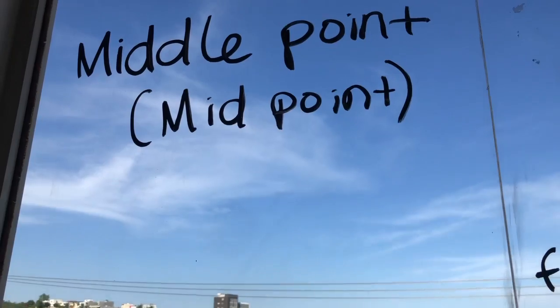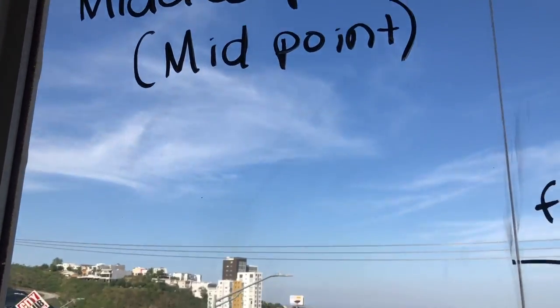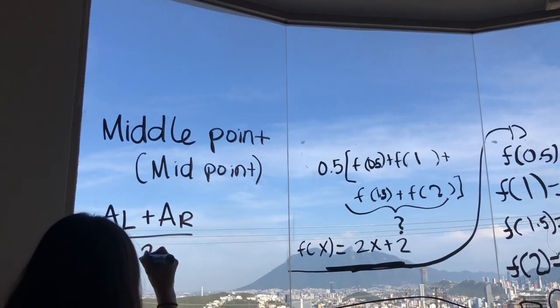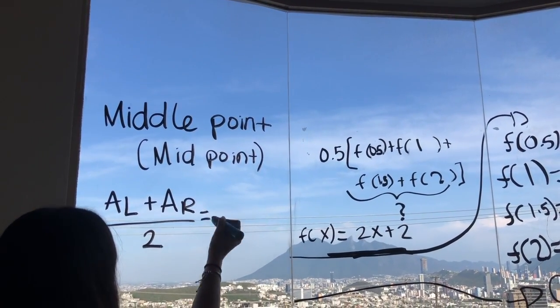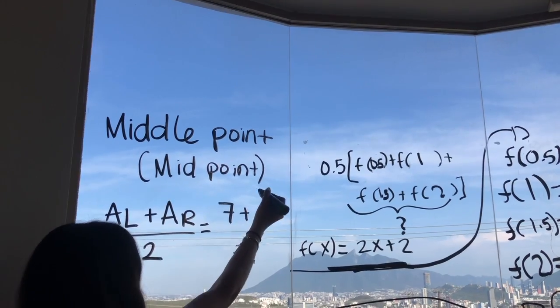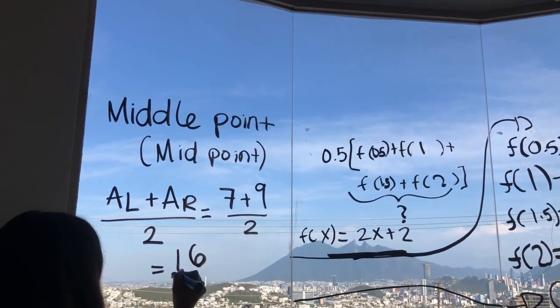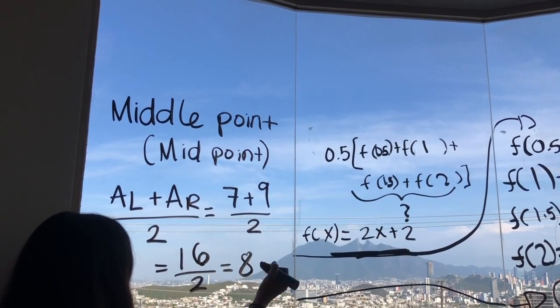And finally, the middle point, or midpoint. The formula for the midpoint is area left plus area right over 2. So in this case it's going to be 7 plus 9 over 2. And the final answer is 8 units squared.